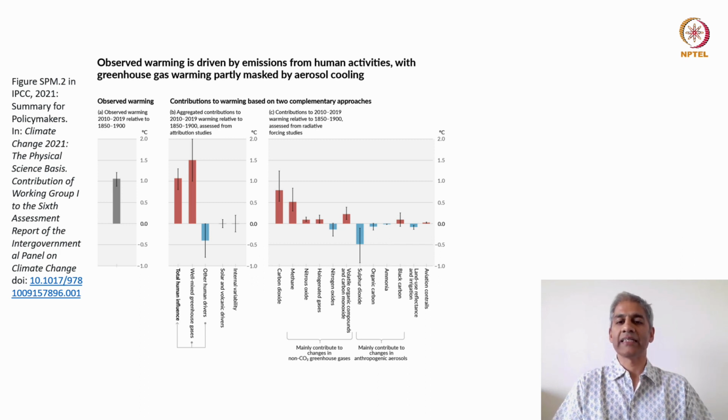And you can see that greenhouse gases in the form of carbon dioxide, methane, nitrous oxides, and halogenated gases shown in the graph in C are all contributors to warming, whereas you can have aerosols which can come from a variety of sources which can contribute to some cooling.